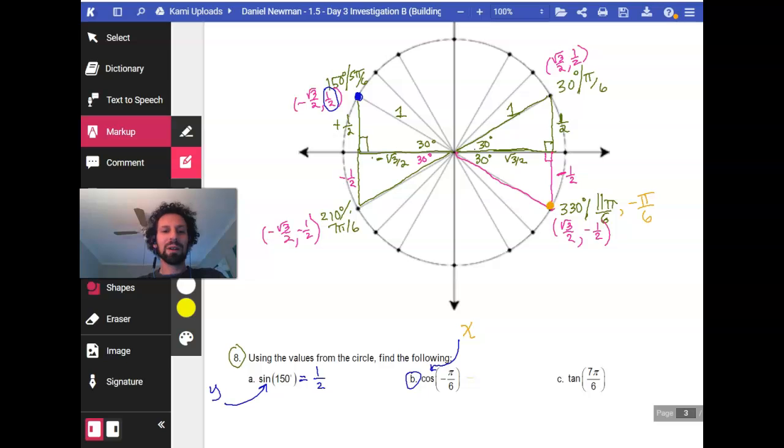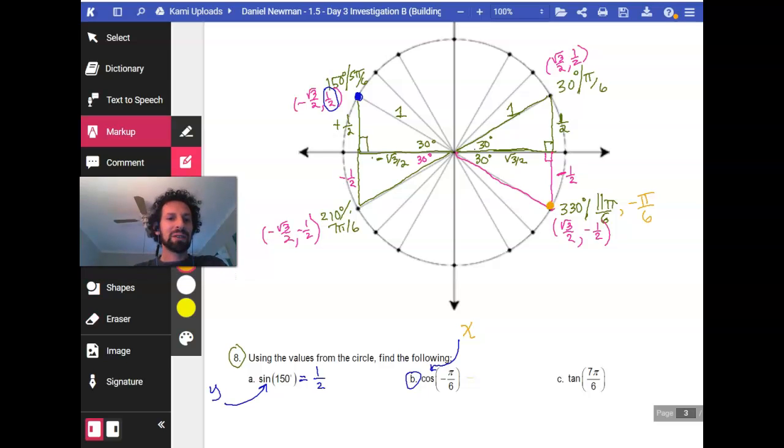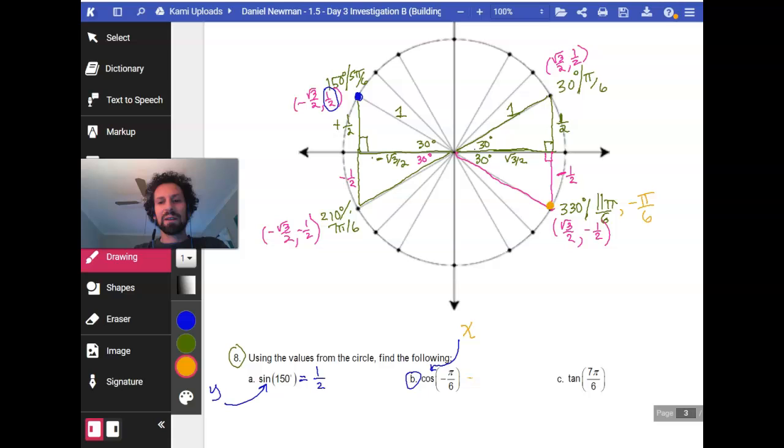And so therefore, our answer is merely the x-coordinate, rad 3 over 2. That's this guy right there. So rad 3 over 2 is our answer for the second problem, for B. Another way to check that we're right, and we know it's a positive rad 3 over 2, is because of "All Students Take Classes." Cosine is positive in the fourth quadrant. That's why we got a positive rad 3 over 2.